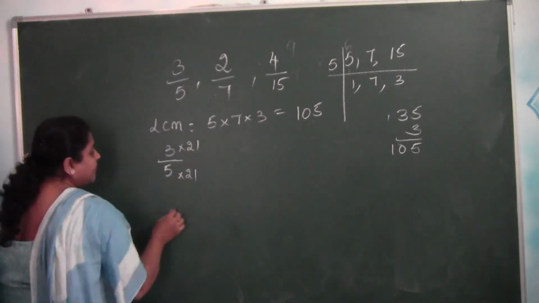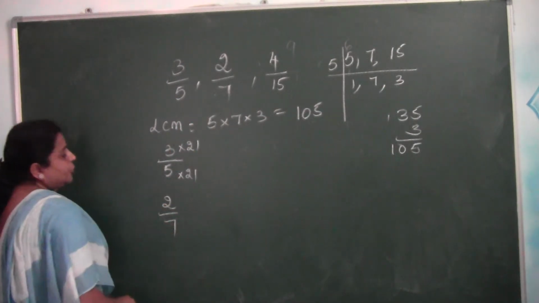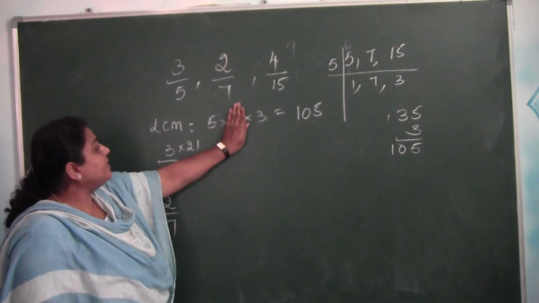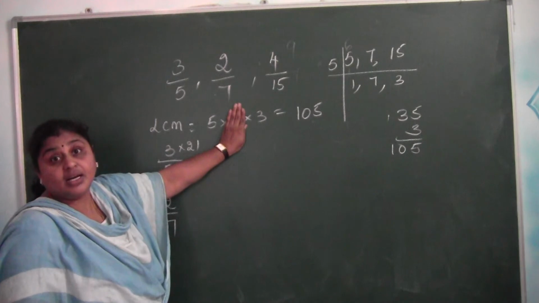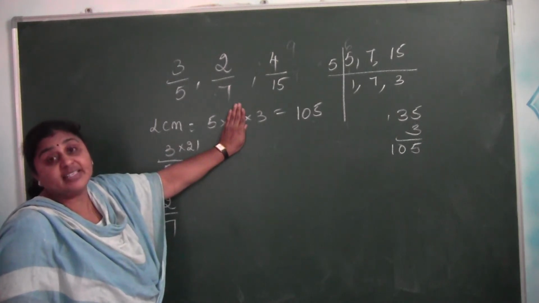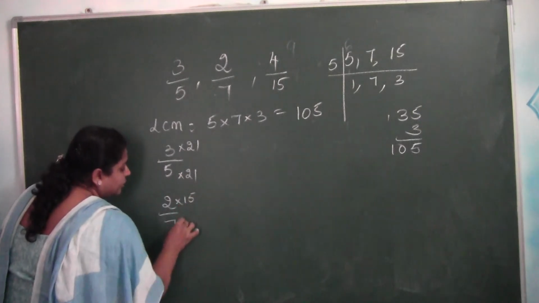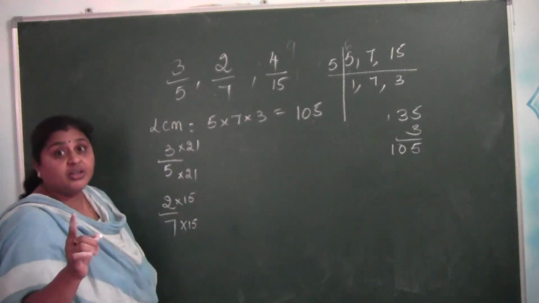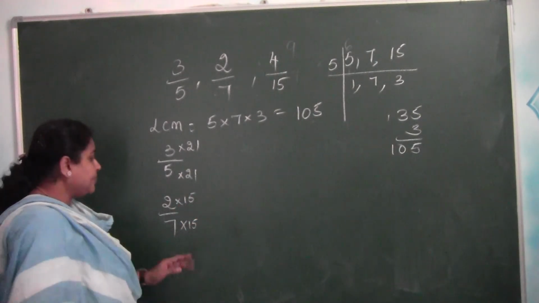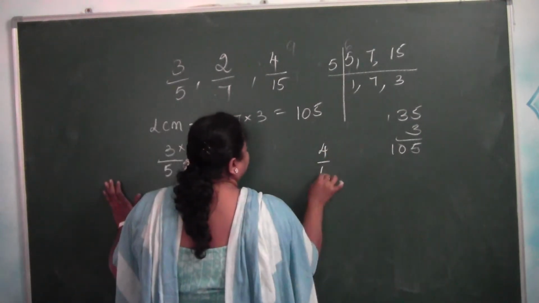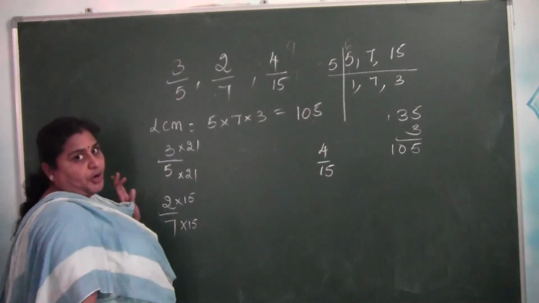And take another fraction, 2 by 7. My denominator is 7. I close 7 here. What are the numbers left over? 5 and 3. 5 threes are 15. It means multiply by 15. Are you able to follow the logic, children? Very easy. Next, let us take 4 by 15, another fraction.